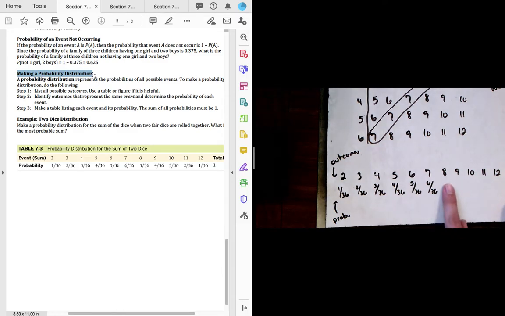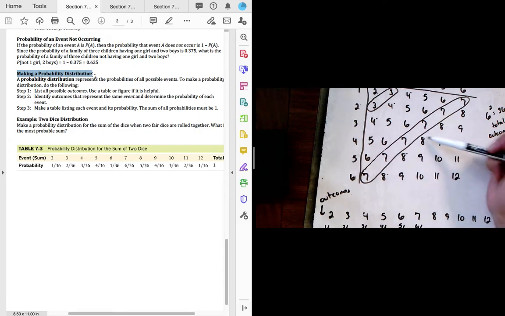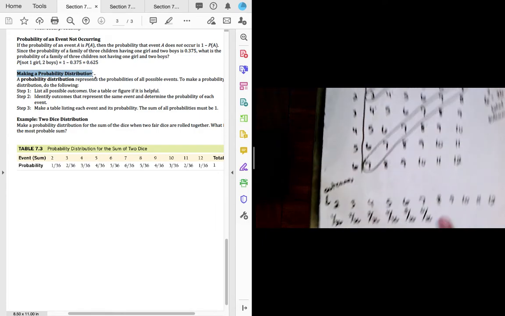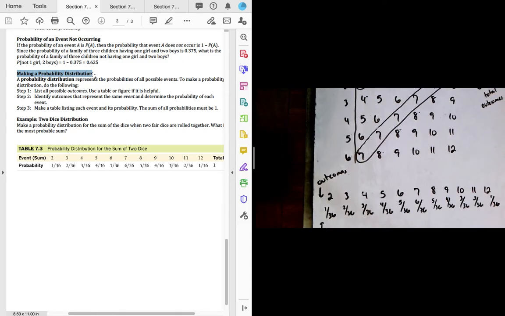Now, how many of them are there for 8? It starts going down. 1, 2, 3, 4. There are 5 outcomes for rolling an 8. So now it's 5 out of 36, then 4 out of 36, 3 out of 36, 2 out of 36, 1 out of 36. Again, we could take all these values and add them together to verify that they equal 1, which is exactly what we have here in table 7.3.